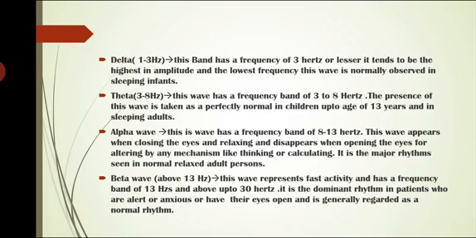Beta wave. This wave represents fast activity and has a frequency band of 13 Hz and above, up to 30 Hz. It is the dominant rhythm in patients who are alert and anxious or have their eyes open, and is generally regarded as a normal rhythm. So on the frequency bands you can get a question for 5 marks.